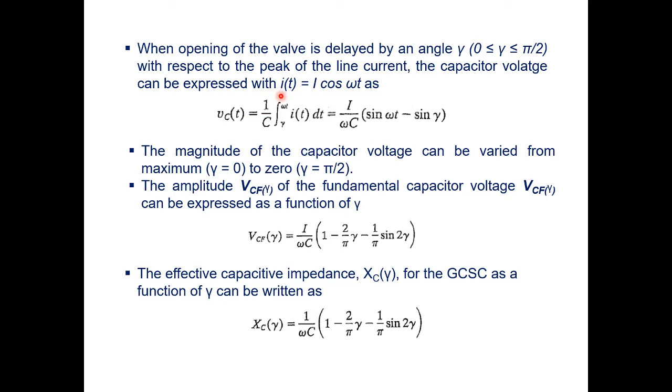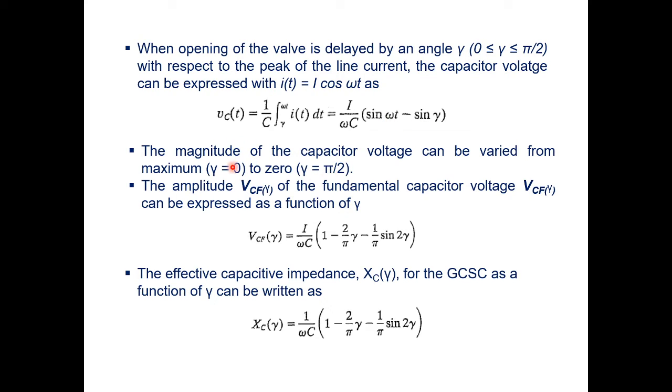In this particular category, the current is fixed and the voltage will vary. The current is equal to I cos omega t. V is equal to 1 upon C integral I dt, which gives I by omega C. Try to substitute omega t and gamma here.